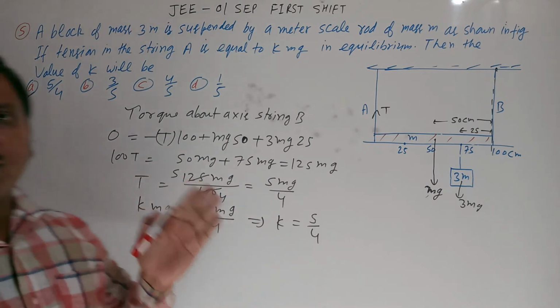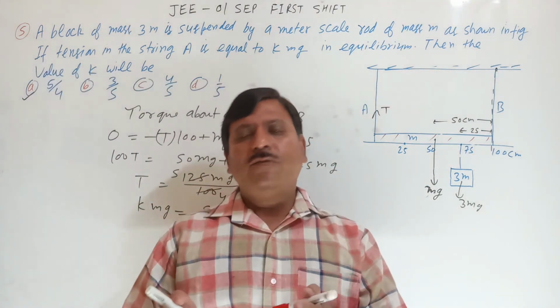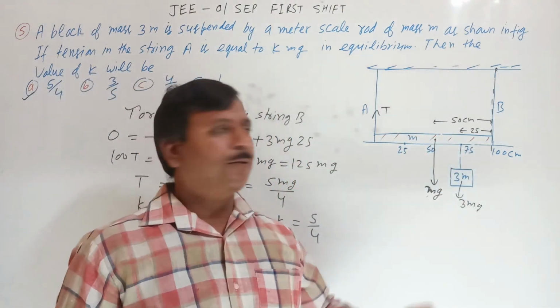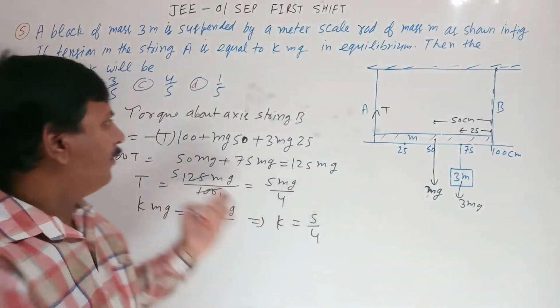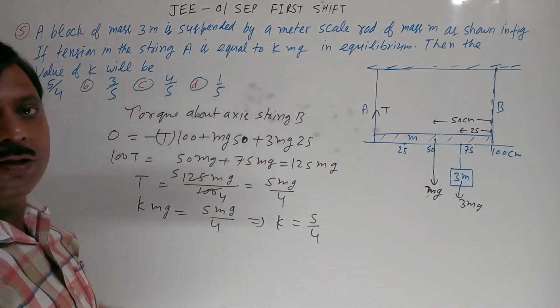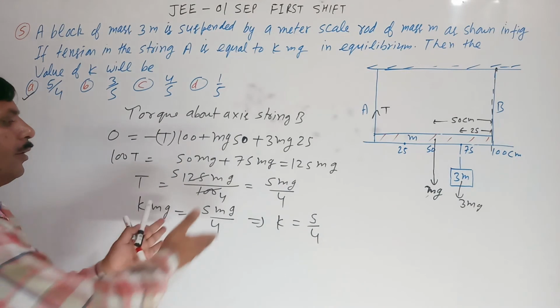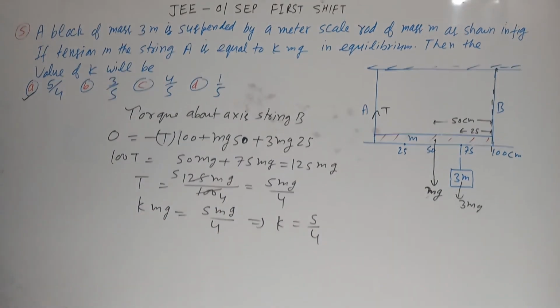In equilibrium, only what we have to do is consider equilibrium: the net force is equal to 0 and the net torque about each and every point is 0. So we have taken torque about string B, and we have considered anti-clockwise as positive and clockwise as negative. With the total torque, we found the value of k.